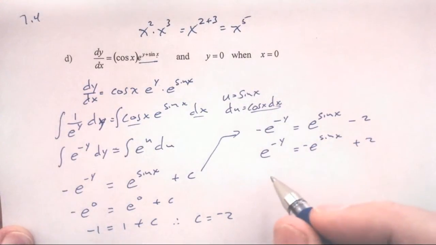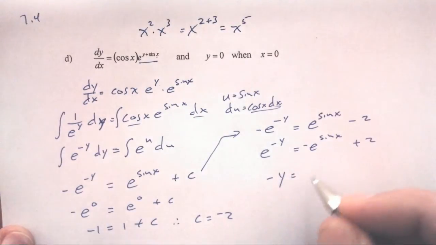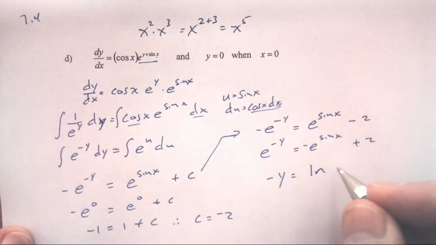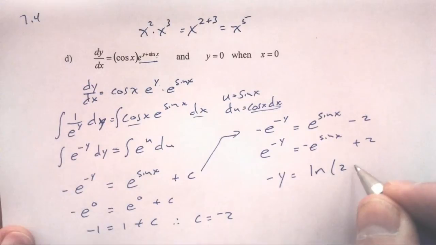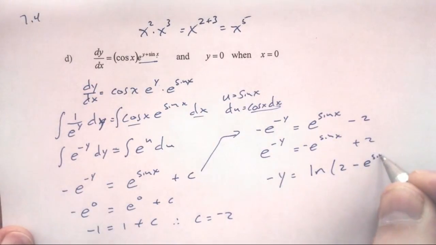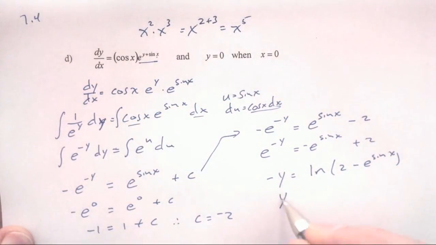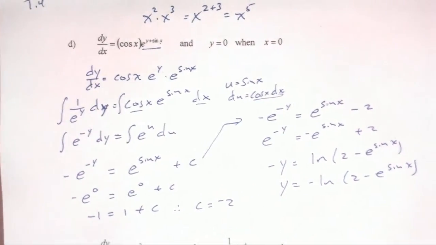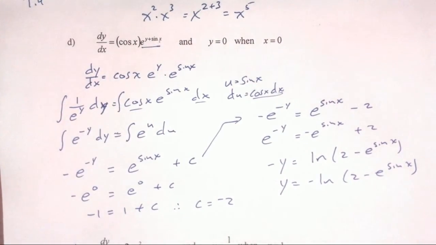If I take the ln of both sides, I get negative y equals ln. I'm going to write that as 2 minus e to the sine of x, and y is negative ln of 2 minus e to the sine of x. So a little bit going on in that one, but nothing that we haven't seen in some form or the other. Okay, let's take a look at e.